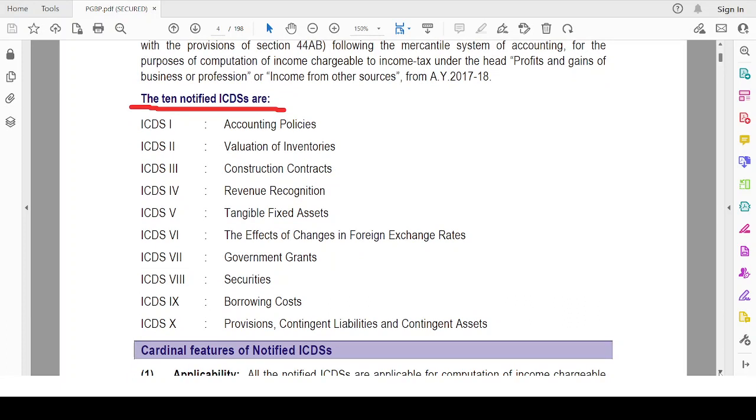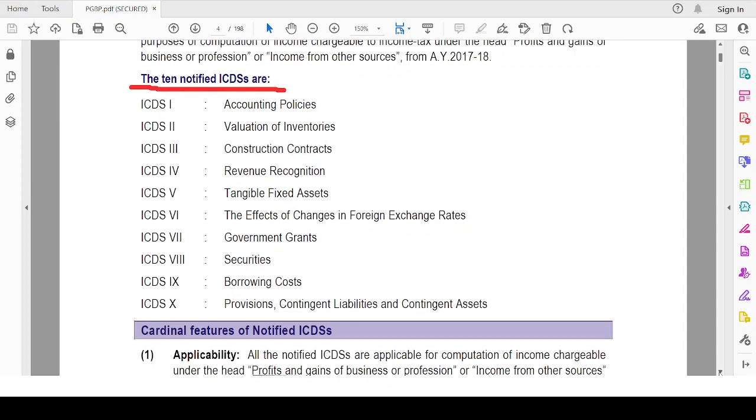ICDS 1, accounting policies. ICDS 2, valuation of inventories. ICDS 3, construction contracts. ICDS 4, revenue recognition. ICDS 5, tangible fixed assets. ICDS 6, the effect of changes in foreign exchange rates. ICDS 7, government grants. ICDS 8, securities. ICDS 9, borrowing costs. And ICDS 10, provisions, contingent liabilities, and contingent assets.